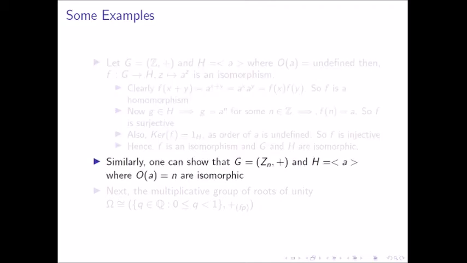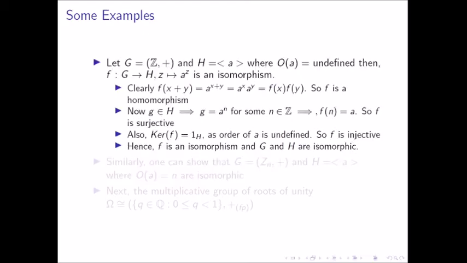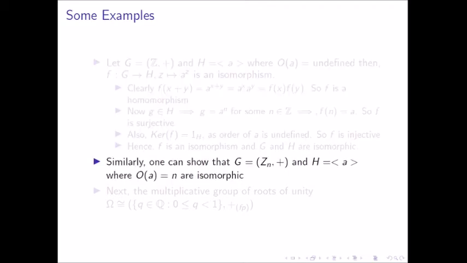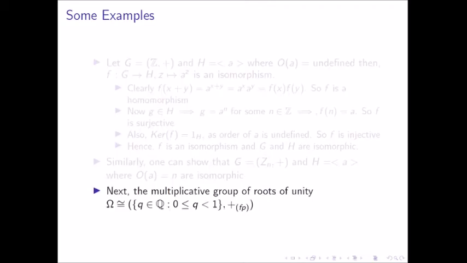Similarly, any two finite cyclic groups are isomorphic. Why? G is equal to Zn plus and H is equal to ⟨A⟩, where the order of A is equal to n. These two turn out to be isomorphic. This is relatively easier to show, and once our previous facts have been established, this becomes a piece of cake for you.